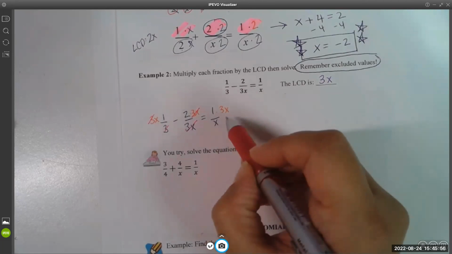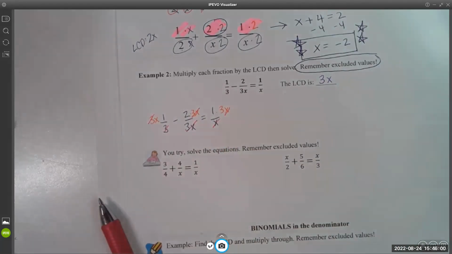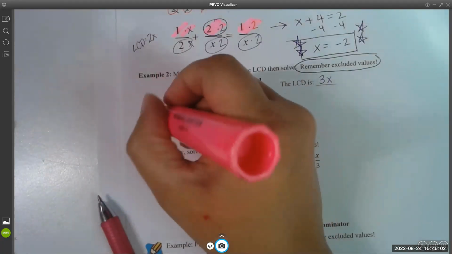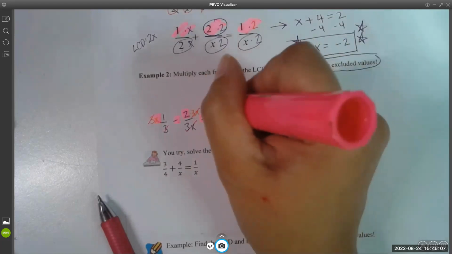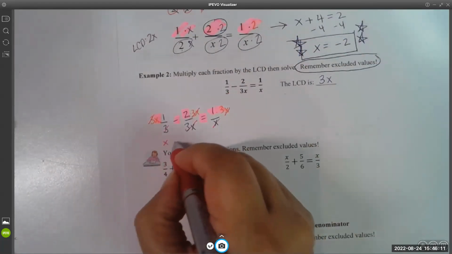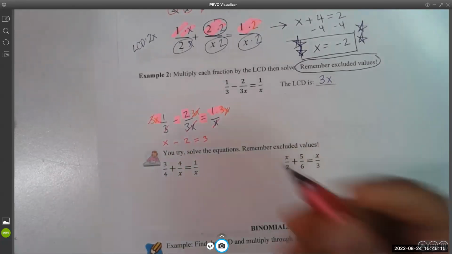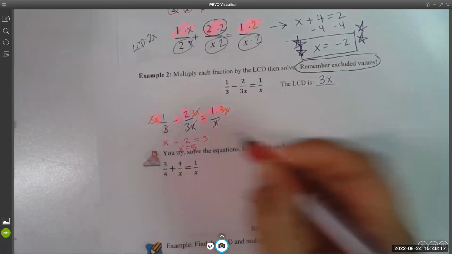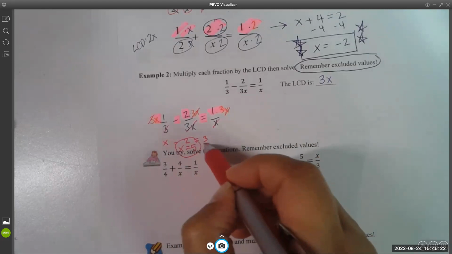And then after the equal sign, 1 over x times 3x, the x will cancel, and then it'll leave you with the 3. So x here, minus here, 2 here, equal sign, and then 1 times 3 is 3. Leaves you with the equation x minus 2 equals 3. Add 2 to both sides, x equals 5. Make sure it's not one of the excluded values. It's not. Do a happy dance.